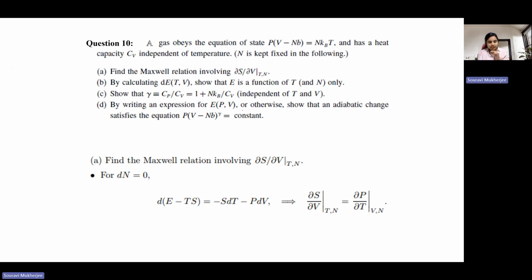Okay. Now the next part of the question says that by calculating dE, show that E is a function of T and N only. So you consider dE as a function of T and V, and you have to show that it does not depend on volume. It just depends on T and N. So how do you do that?